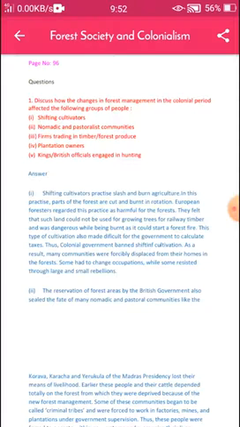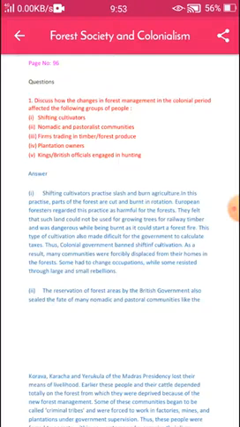First question is, discuss how the changes in forest management in the colonial period affected the following groups of people. The first one, shifting cultivators. Answer, you can write like this.